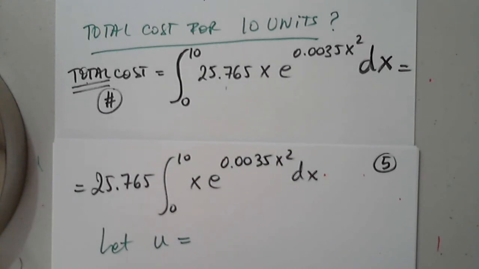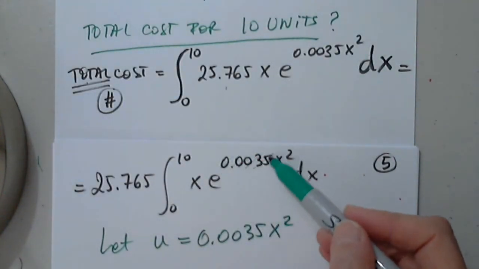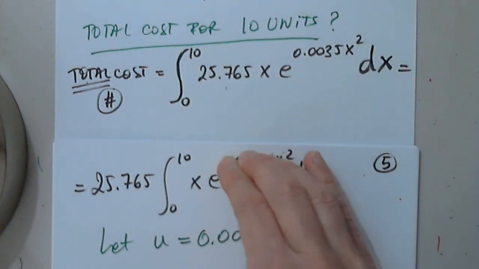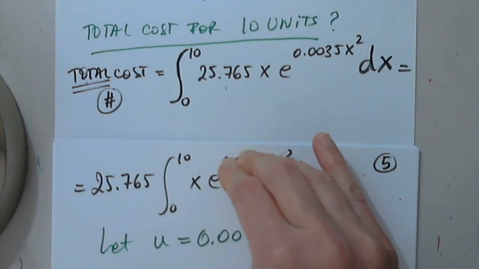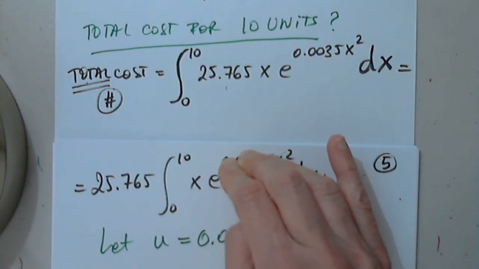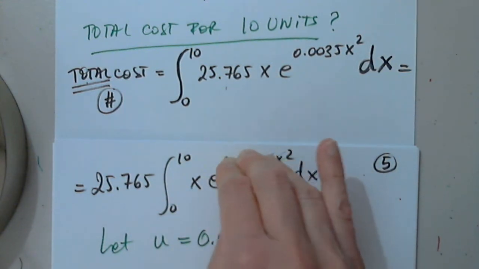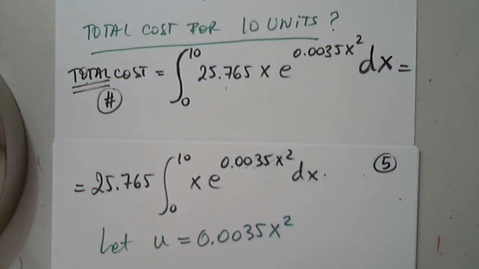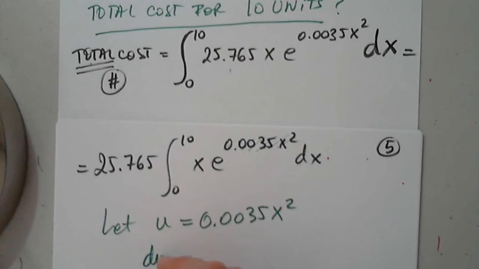That's your hint. Wouldn't we let u be, I guess, 0.0035x squared? Exactly. Why this? Because it's inside e to the x. So this expression should have been x. That's simple. If it's anything else, it's complicated. Good. But this works only if I can get the du. Otherwise, it would not.